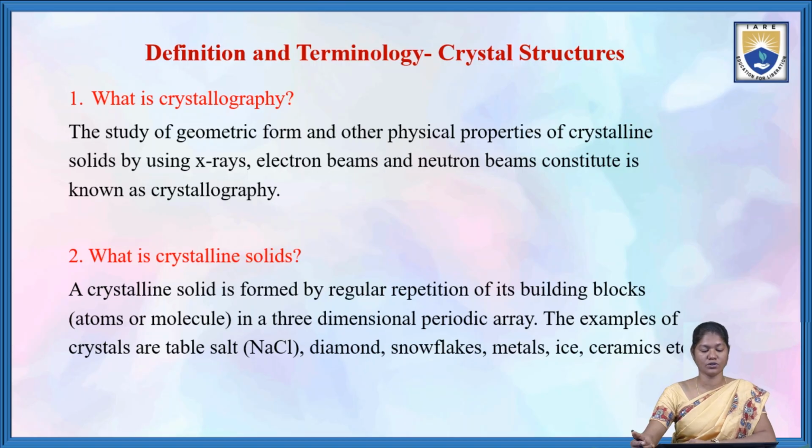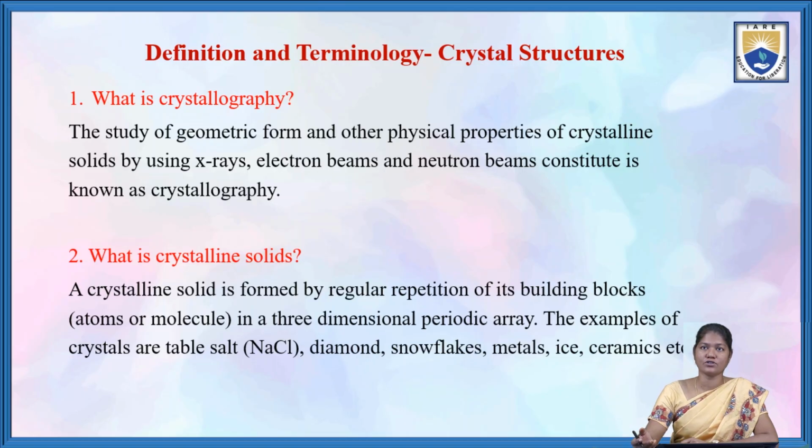What is crystallography? The study of geometric form and other physical properties of crystalline solids by using X-rays, electron beams, and neutron beams is known as crystallography. So, we are going to study the crystal structures in solids. We know that two types of crystals are there. One is crystalline solids, another one is amorphous solids.